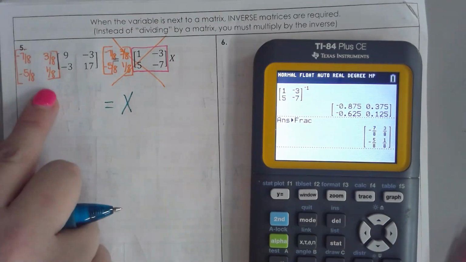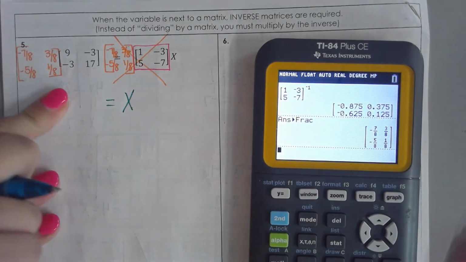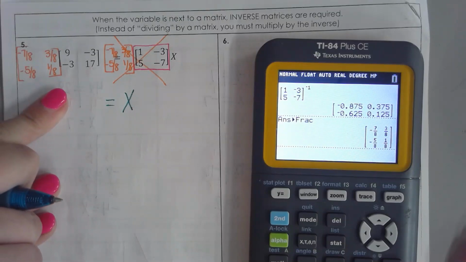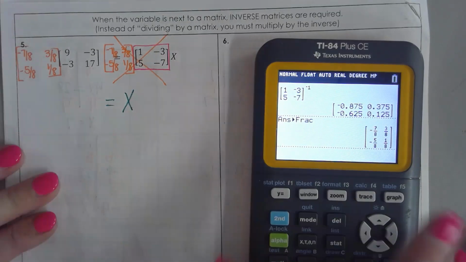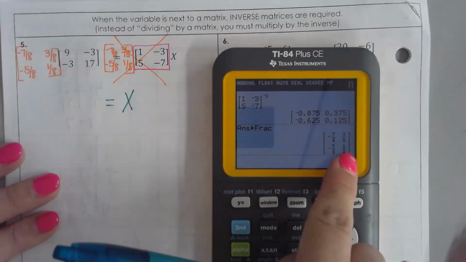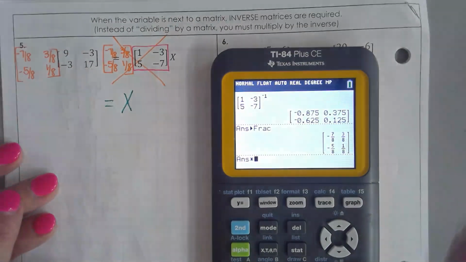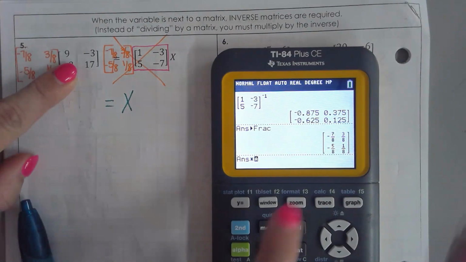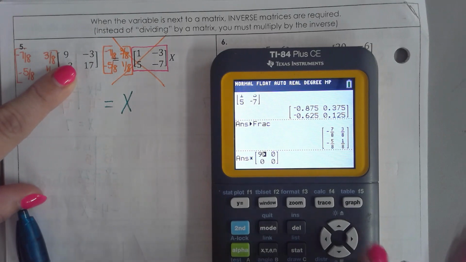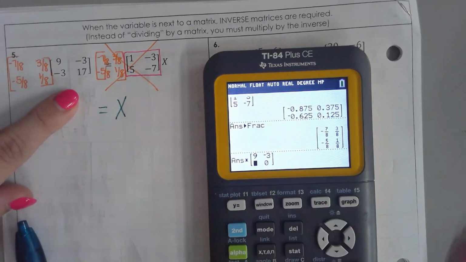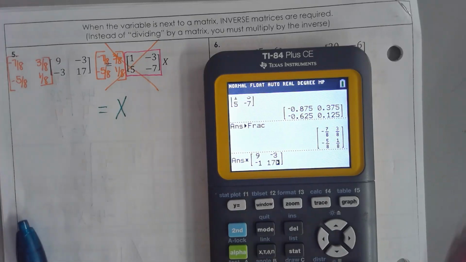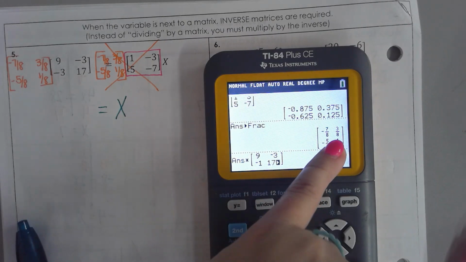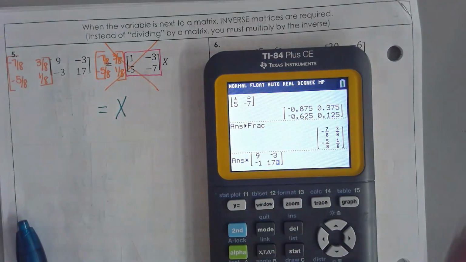Now over here, we need to actually do this multiplication. You do not have to do this by hand. Use your calculator. If you already have the inverse right there, just hit times. You don't have to retype it. So it'll be the inverse times the 9, -3, -3, 17. Now, if you didn't follow along and find the inverse with me, then yeah, you're going to need to retype it.